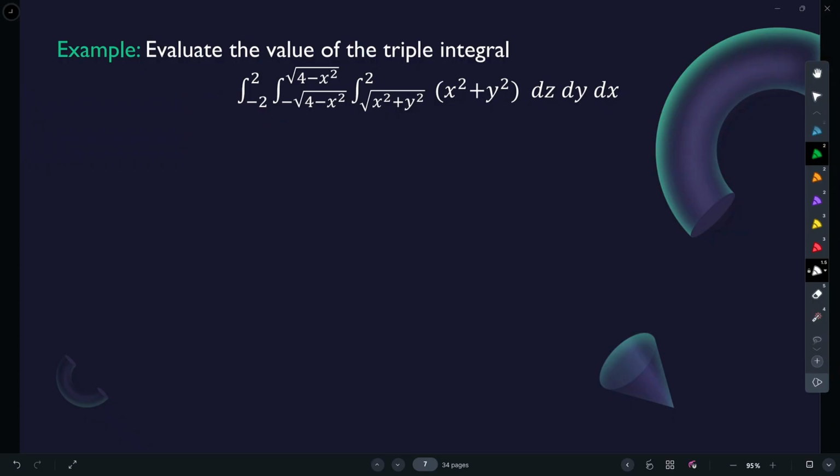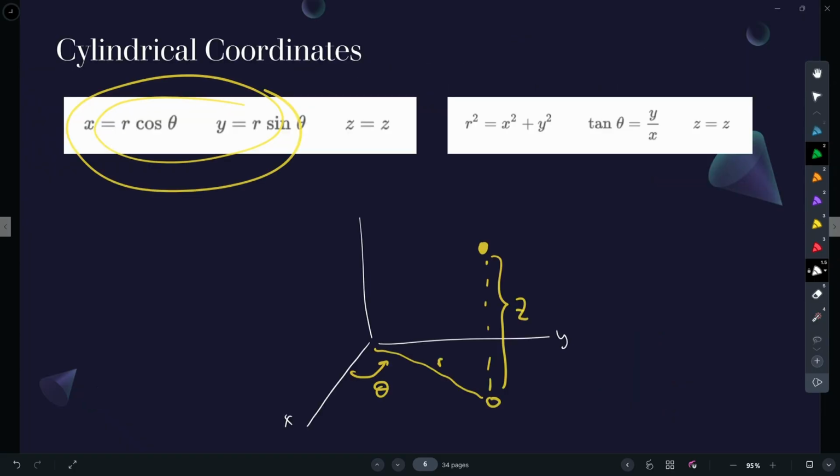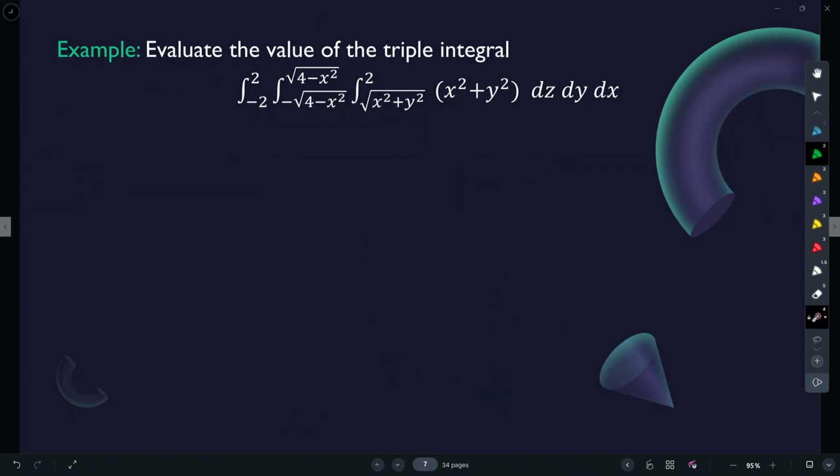The fact that there is x squared plus y squared floating around is already a good sign that there is hope, because I can transform that into just r squared, and that would simplify things quite a bit. So let's see first what's happening in the x and y axes. I'm going in x from -2 to 2, and then integrating up to the square root of 4 minus x squared. What graph is that?